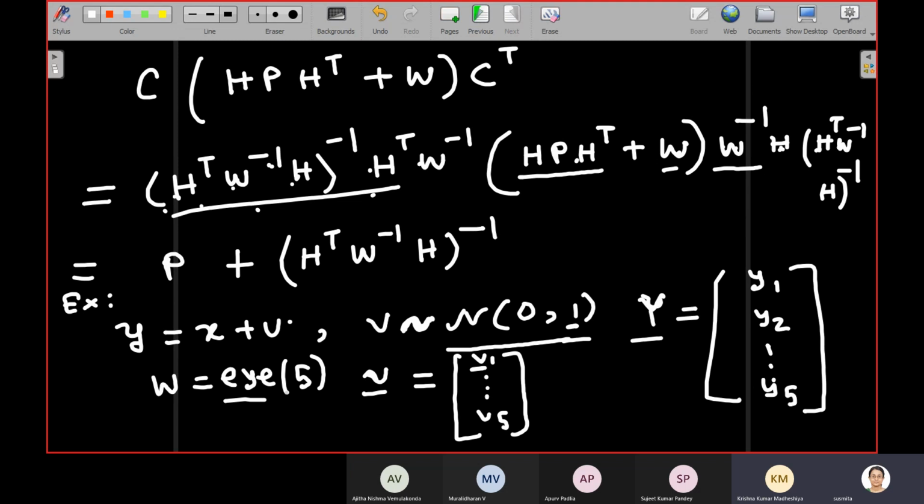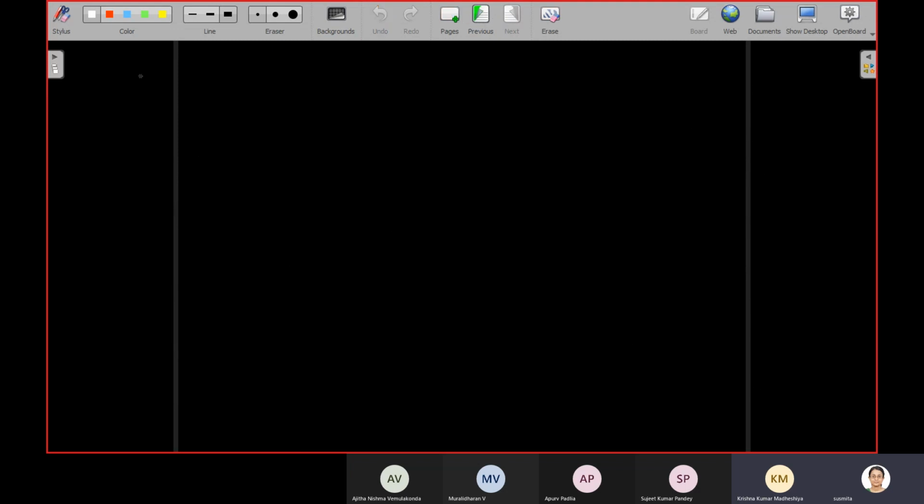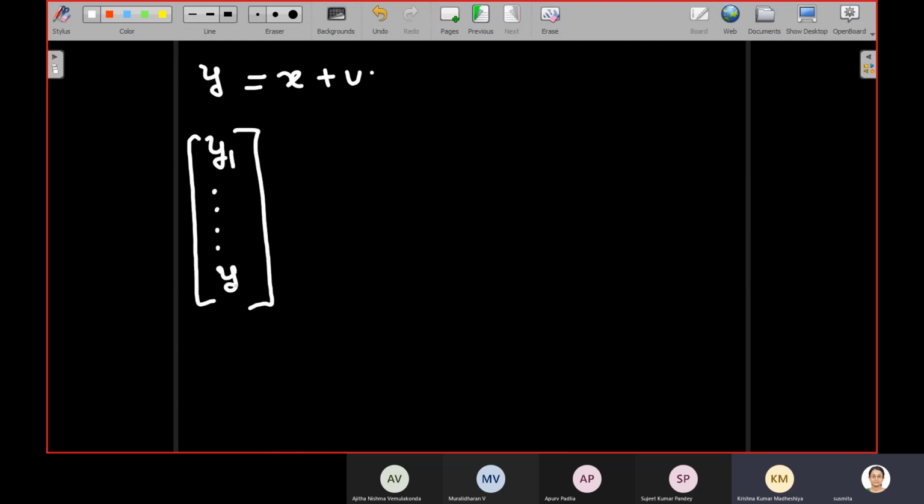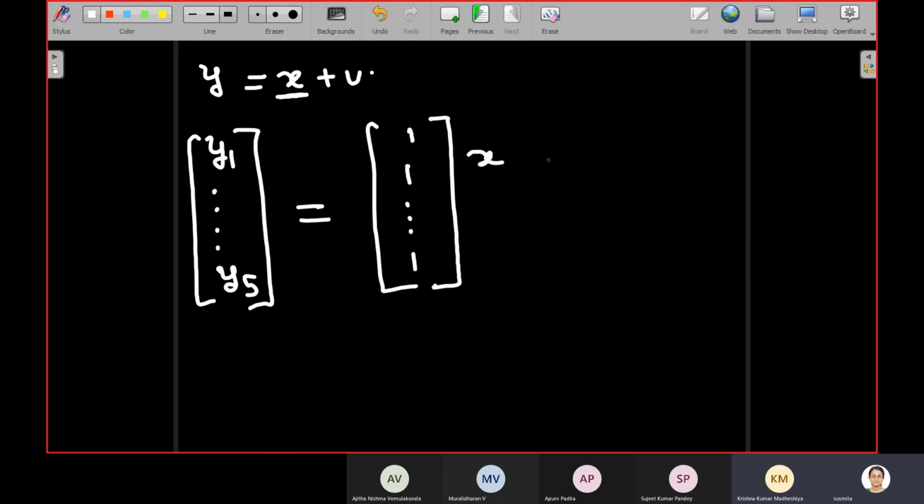What else do we need to know? We need to find H, right? H is the only thing that we need to know. Now for that we have to take help of the equation that is given. So we have 5 values stacked here. Now x is given as a constant. So all of them will have the same x. X does not change, right? So we have basically 5 ones.